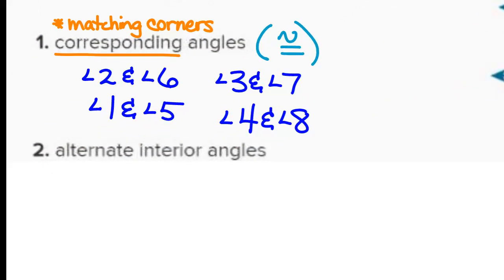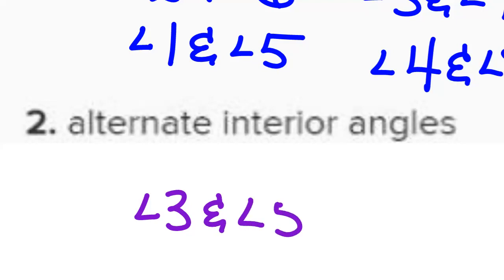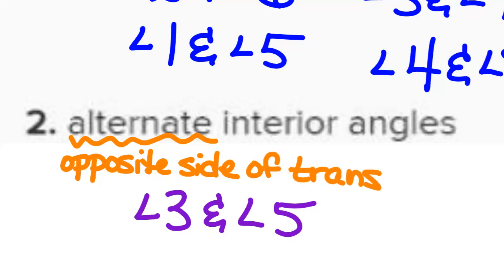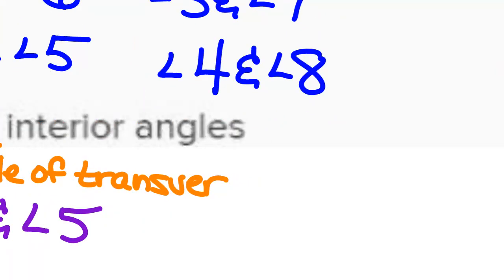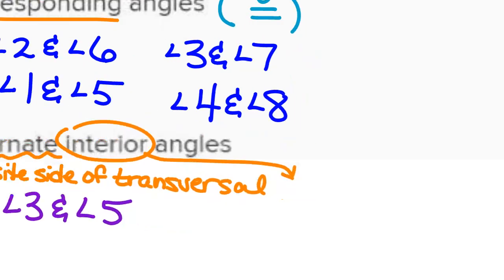All right, what about my alternate interior angles? Who can give me a pair of alternate interior angles? Which ones? Angle 3 and angle 5, yes. Remember, alternate means opposite side of the transversal. And the interior part means in between the two lines.